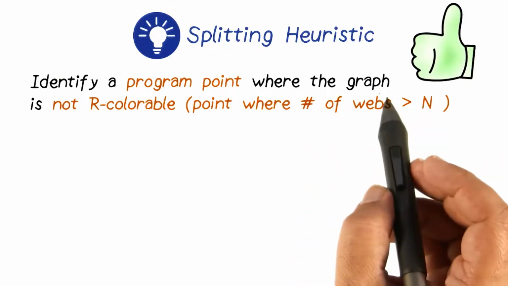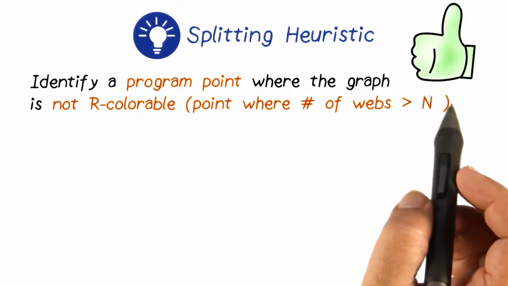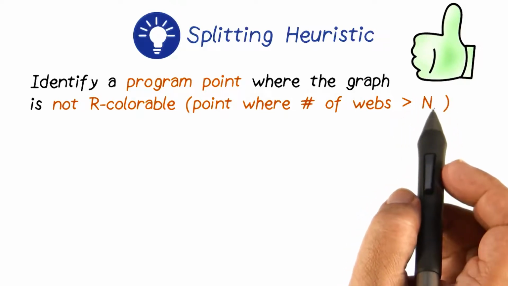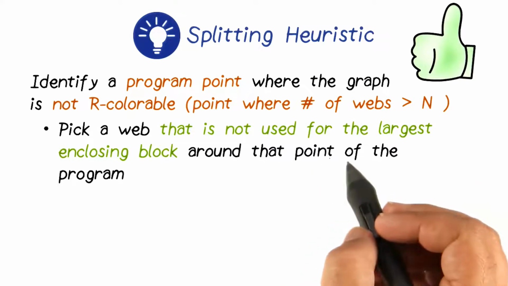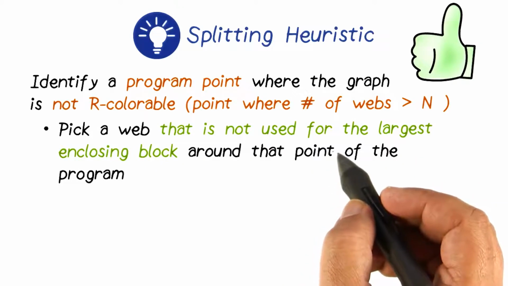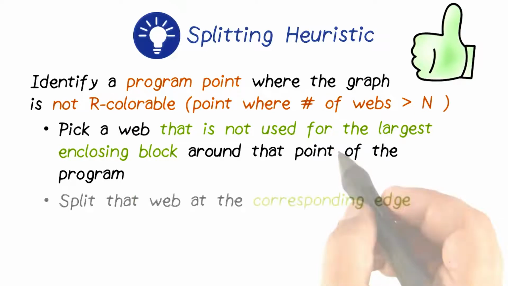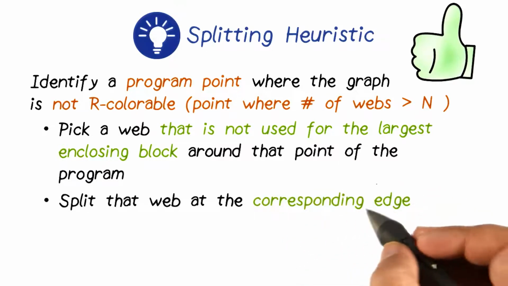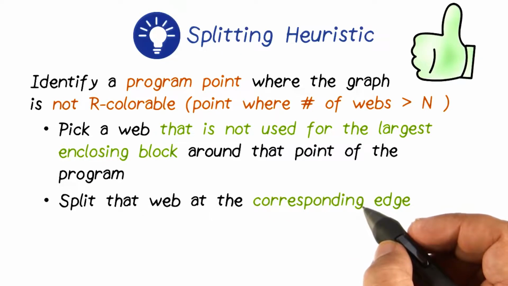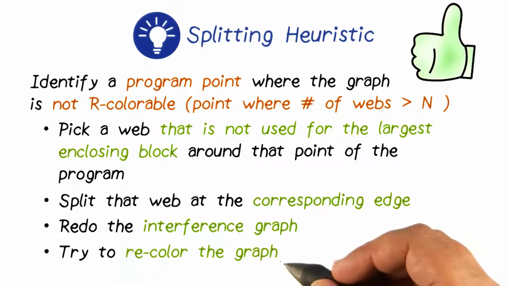First, we identify a program point where the graph is not R-colorable or where the number of webs exceeds the number of available registers. Next, we pick a web that is not used for the largest enclosing block around the point of the program. For example, in the last example, we saw that Z was not used during that loop, and so that's how we pick that web. We go ahead and split that web at the corresponding edge on the entry of that region. Then we'll redo the interference graph, and then we'll try to recolor it.